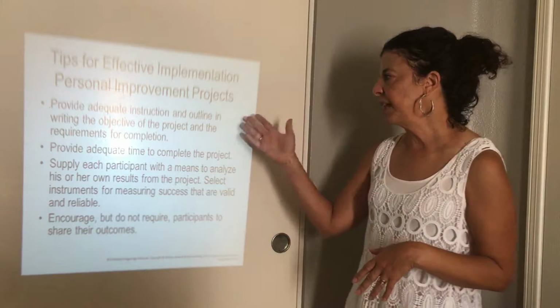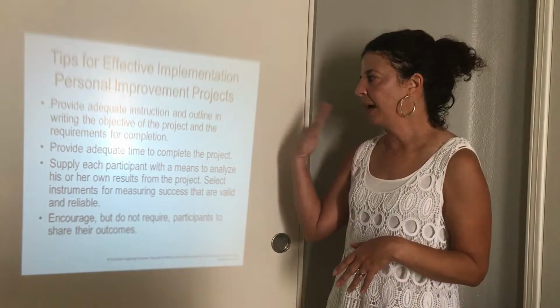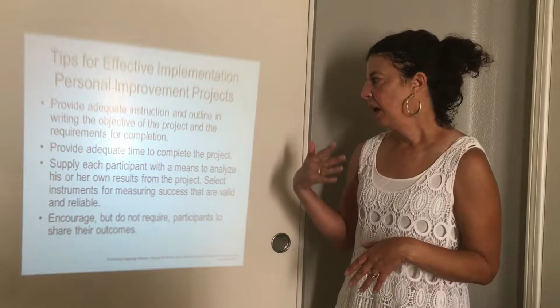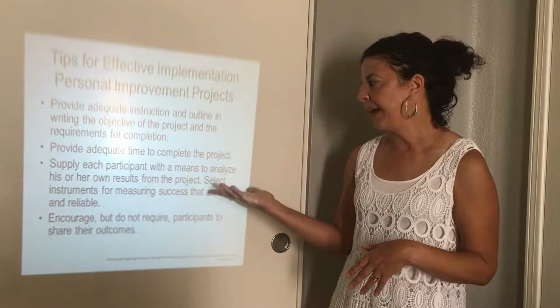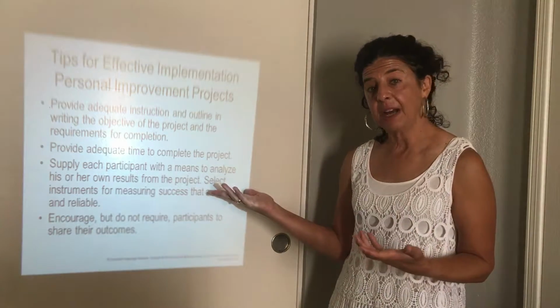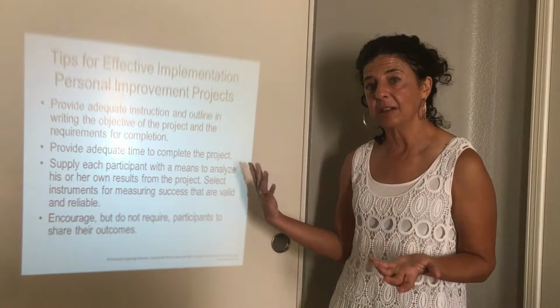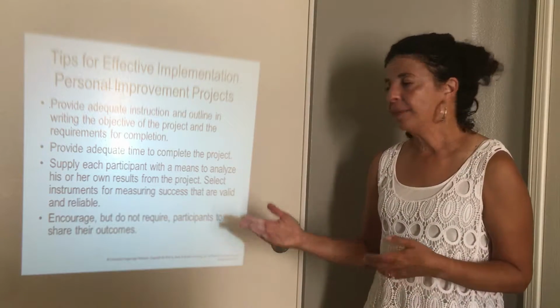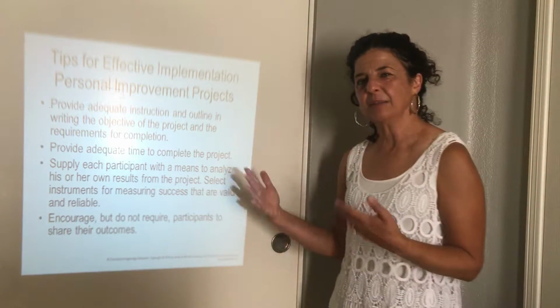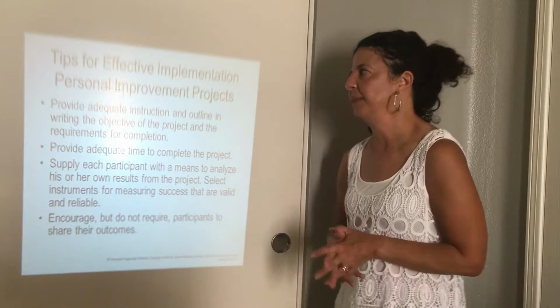So you want to make sure that you give enough instruction and support at the beginning. Give people enough time, and then give them a way to analyze their progress. So that might be a diary. It can also be an app like MyFitnessPal or something like that. And encourage people to share their outcomes, but don't require it because of privacy.